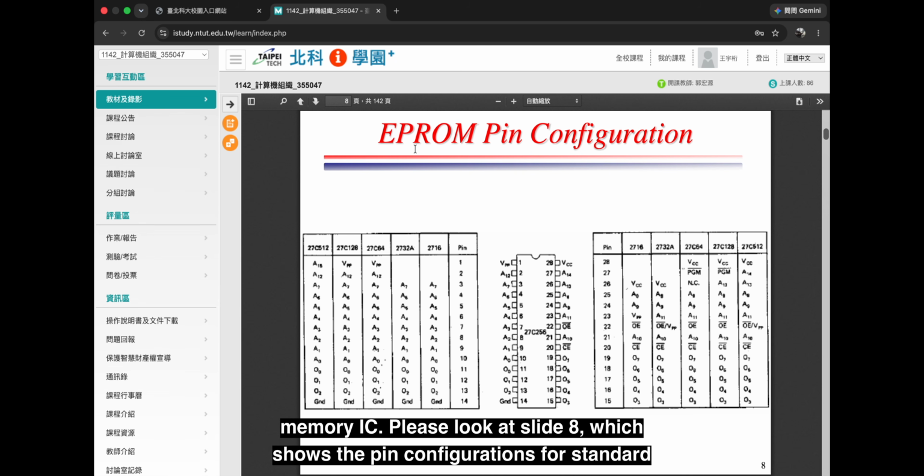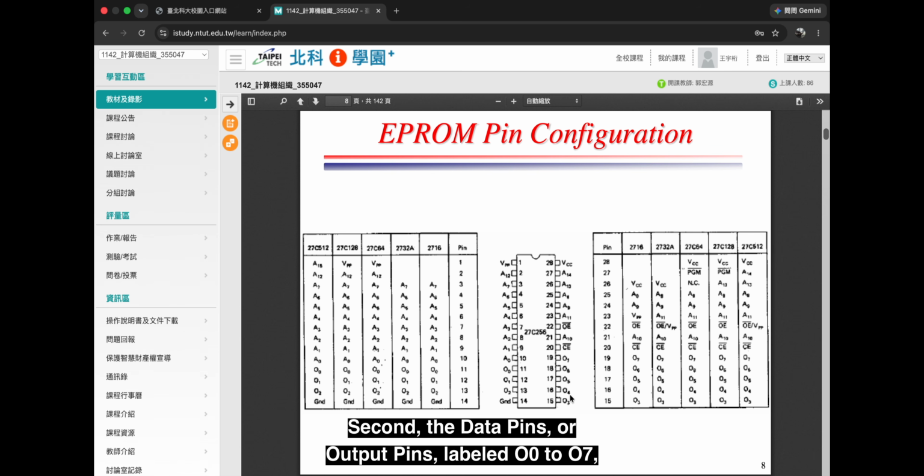Please look at slide 8, which shows the pin configurations for standard EEPROM chips. Taking the 27C256 chip as an example, you can see the several critical pins. First, the address pins, such as A0 to A14, which are used to locate specific data. Second, the data pins, or output pins, labeled O0 to O7, which output the data.